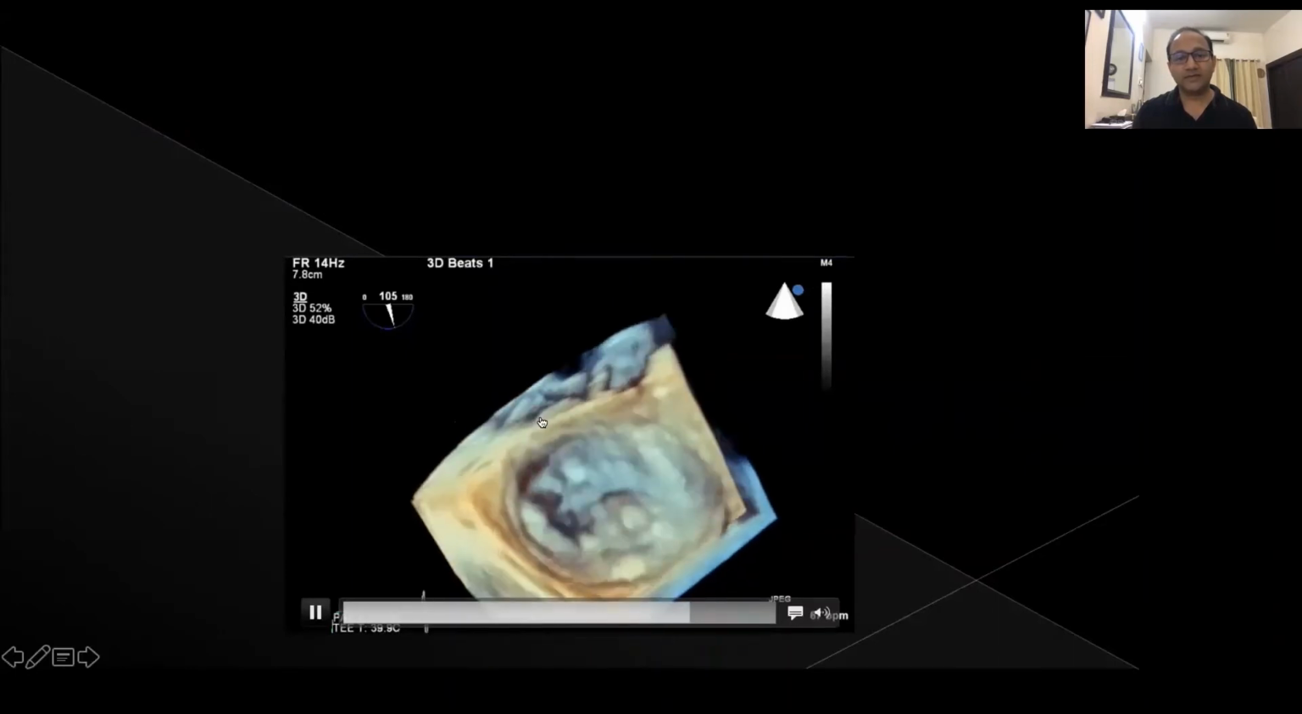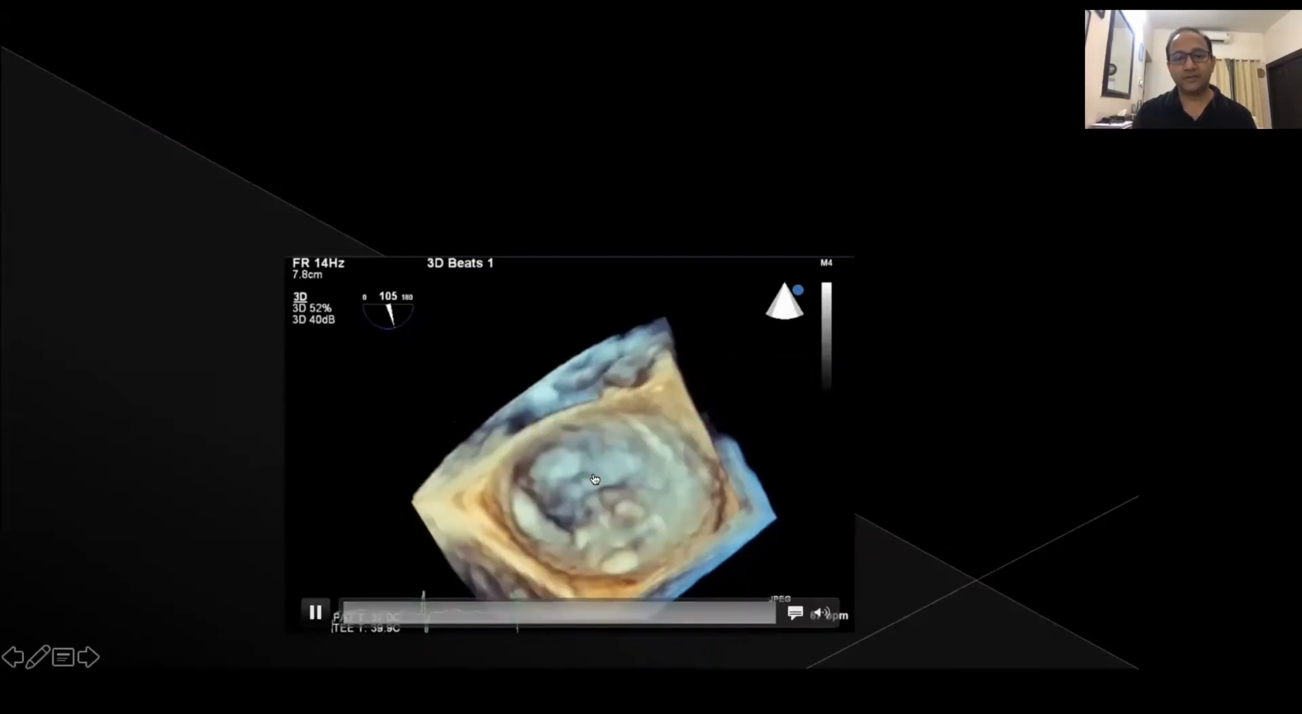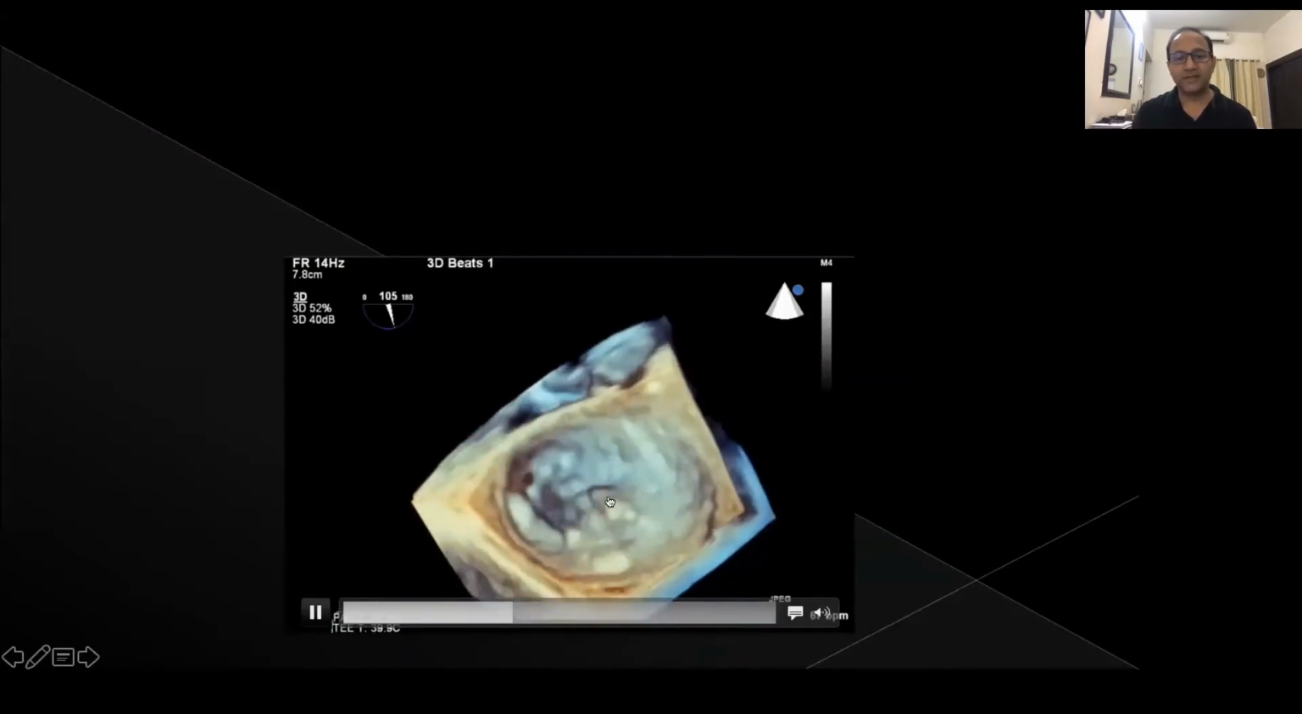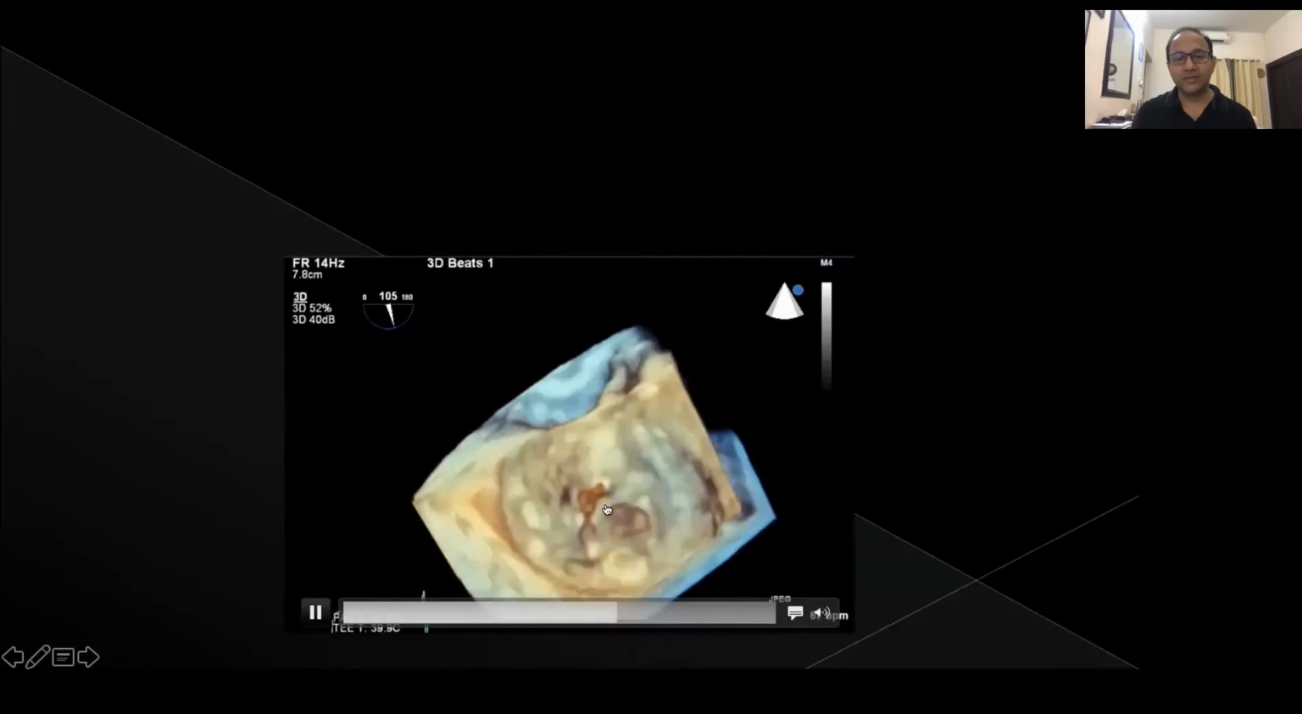Aortic valve is here, so it's at 12 o'clock position. This is the AML, this is the PML here. This is that oscillating mass which is actually attached to the thrombus on the PML.